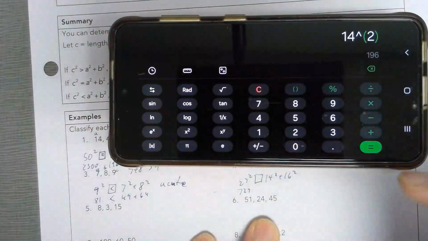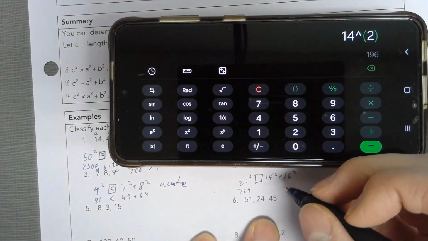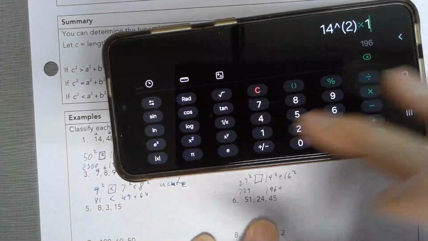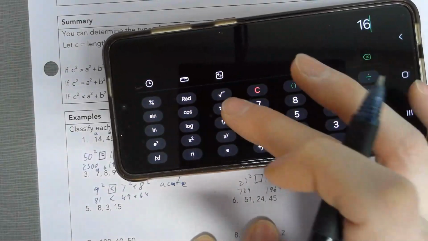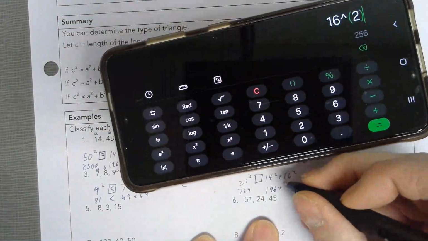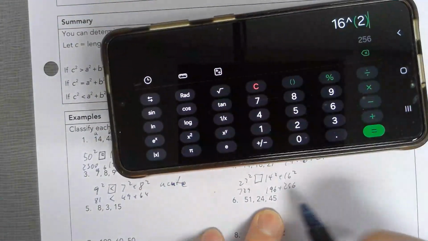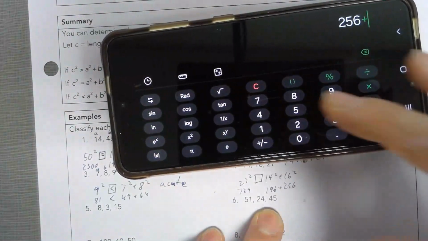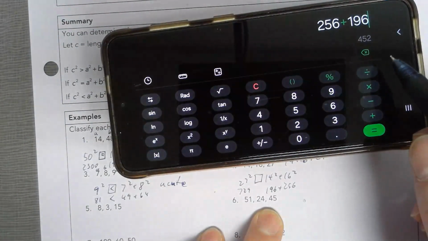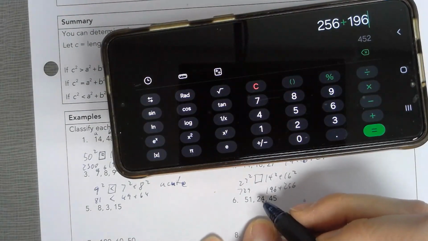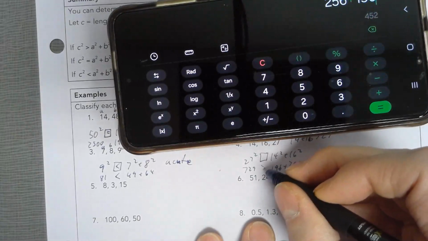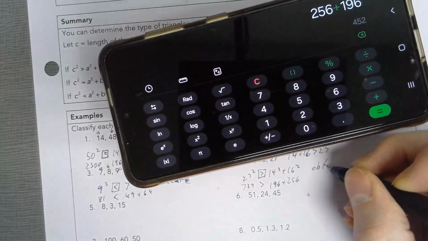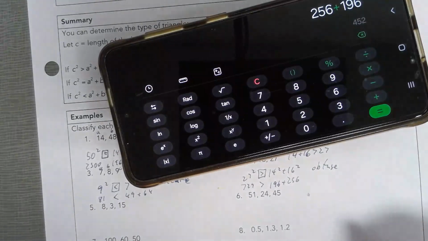And when the numbers get big, we may want to try separating or just doing it in one operation. But for now, the numbers are small enough that writing them out is fine. 256. So we got 256 plus 196. That's only 452, which the 729 was what we were comparing this to. 729 is bigger. So our c squared is bigger than a squared plus b squared. That's an obtuse triangle. Okay, that's obtuse.